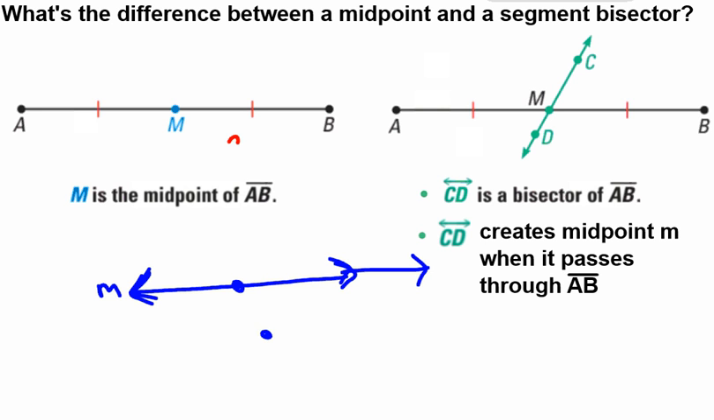The same is going to be true for a ray. I cannot find the midpoint of a ray because the ray goes forever in one direction, so you will never be able to find the midpoint. So you can only find the midpoint in a segment, and you can only have a segment bisector of a line segment. It doesn't work when these are lines.